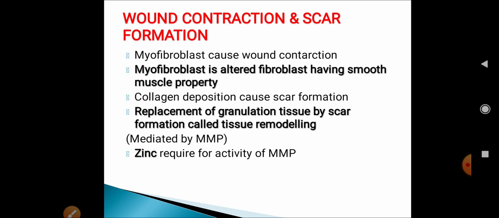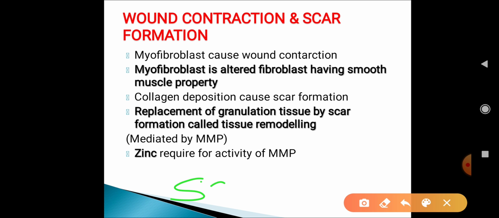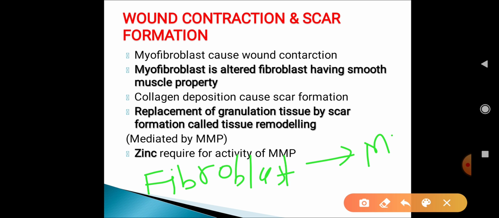Okay, now you have to remember that in healing by secondary intention, there will be scar formation, right? So what happens additionally in this secondary intention? The fibroblast is getting converted into myofibroblast, right? So what do we mean by myofibroblast?